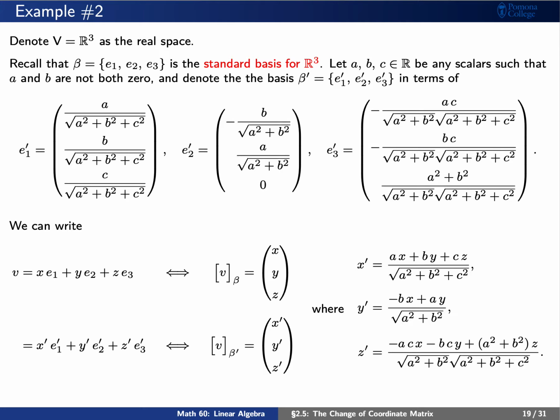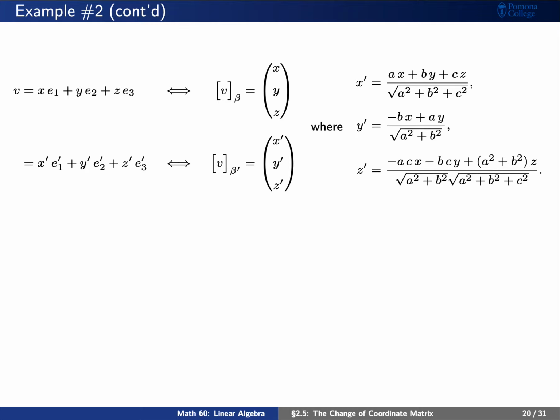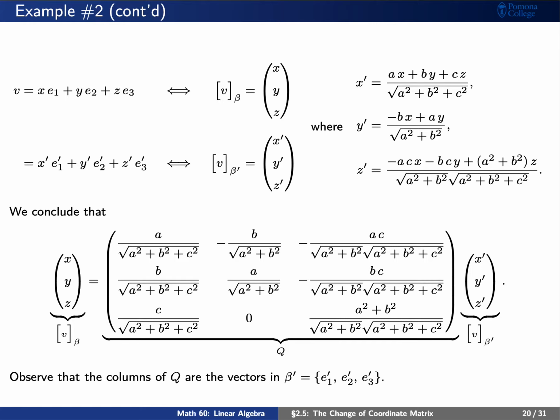Now the new scalars x prime, y prime, and z prime we can express by simply solving a system of equations. But now, putting all of this together, we can see how to express the old coordinates x, y, and z in terms of the new coordinates x prime, y prime, and z prime. It's simply multiplication on the left by a 3 by 3 matrix. Here you'll notice that the 3 columns of our matrix, which we're denoting by Q, are just the vectors that appear in our new basis beta prime.